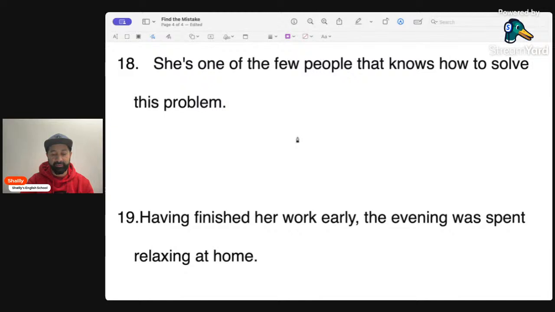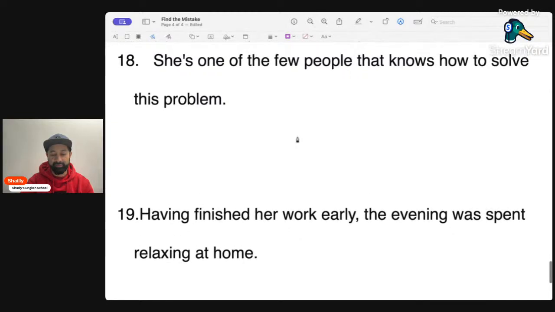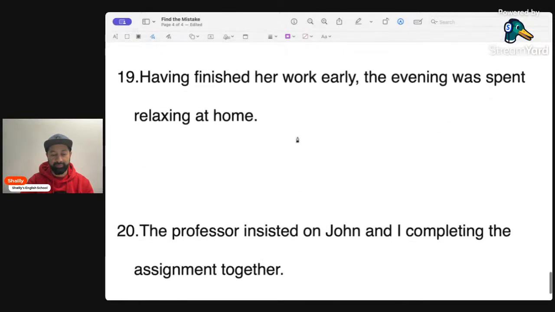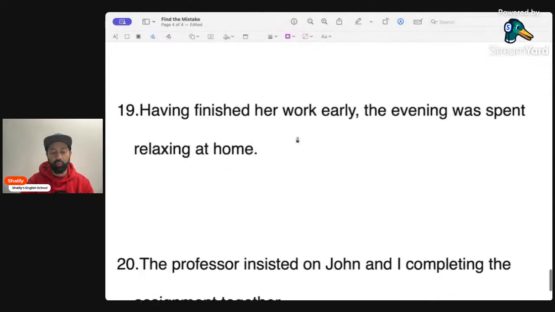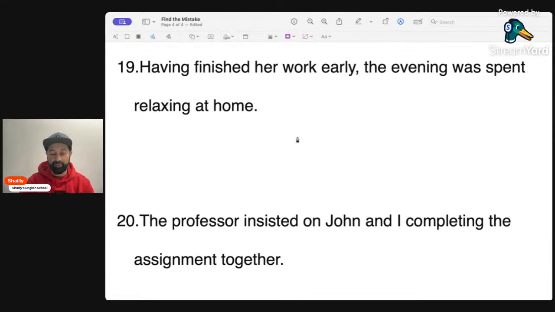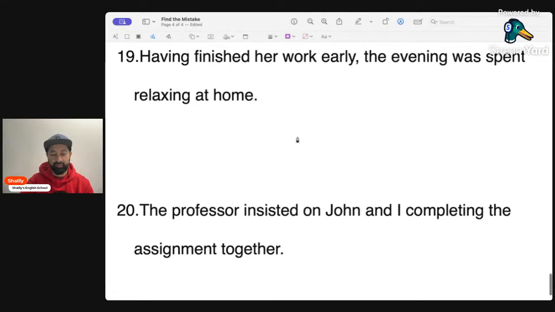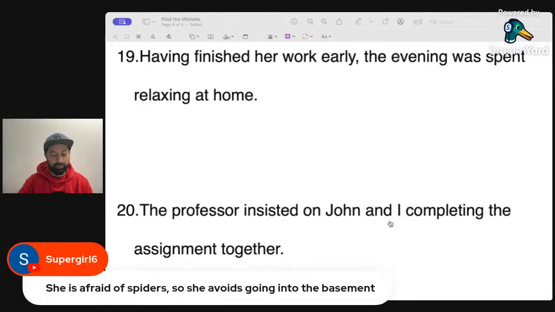Let's do one more, and then we'll give you homework. All right, so let's do number 19 together. Number 19 will be done together, and number 20 will be homework. Just let's go back to the other one.